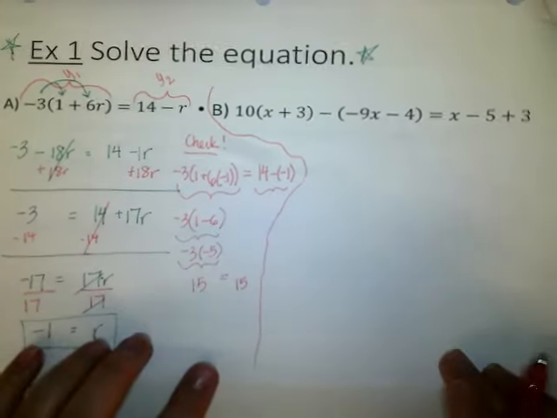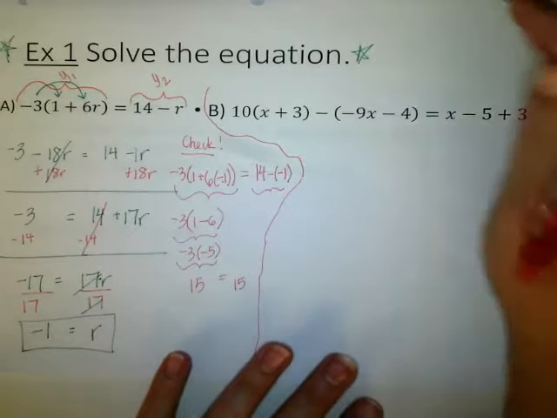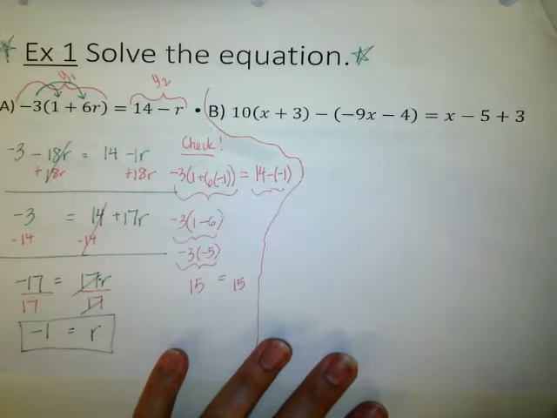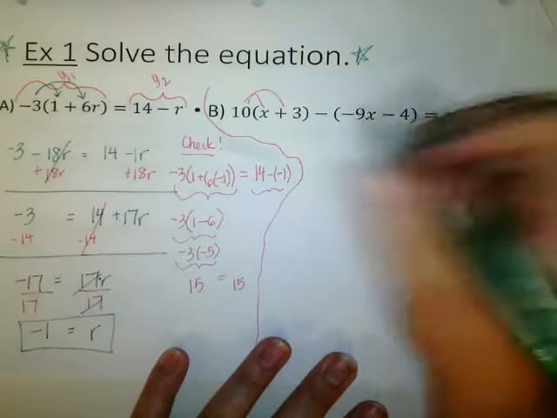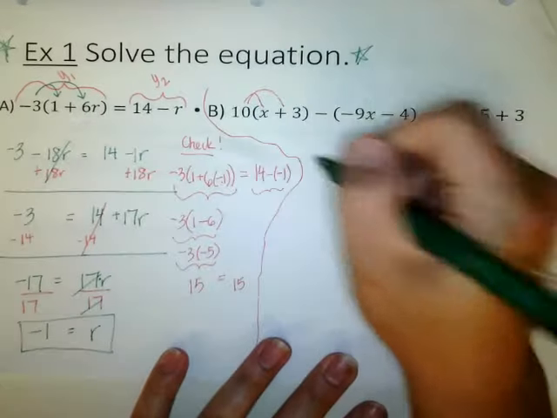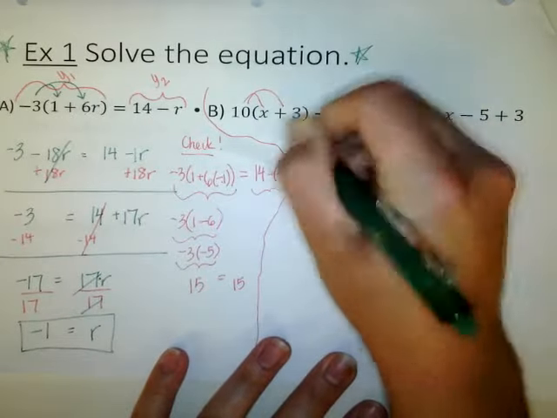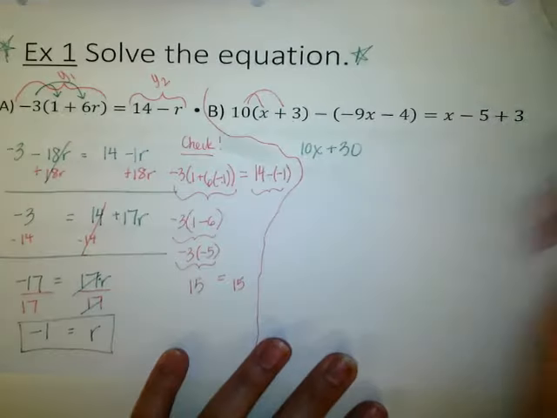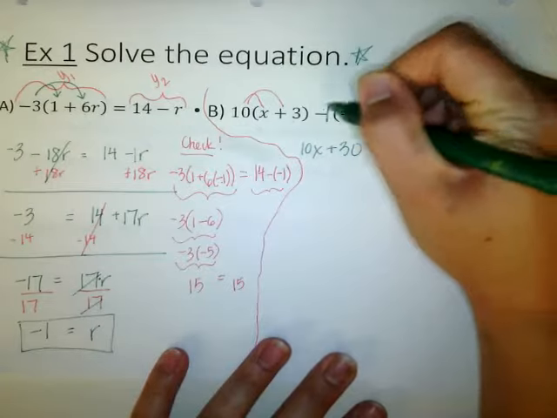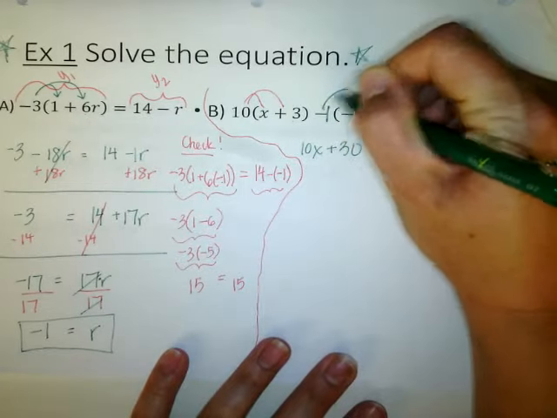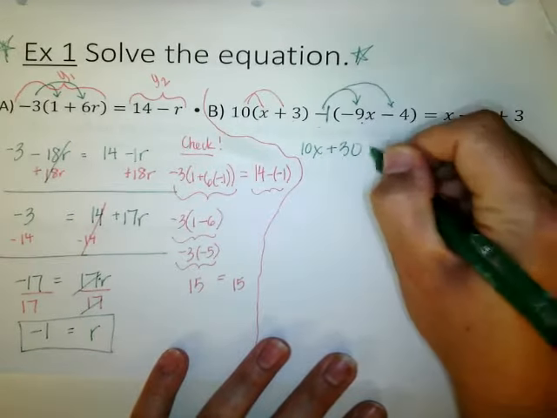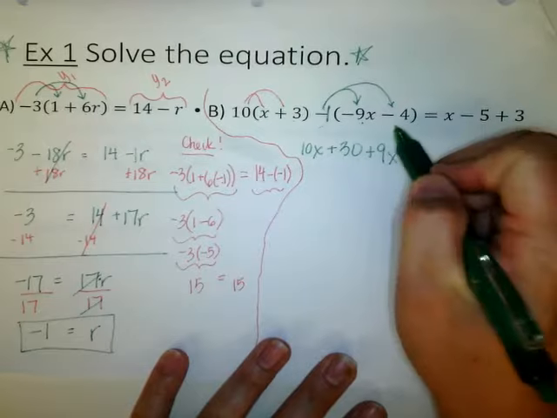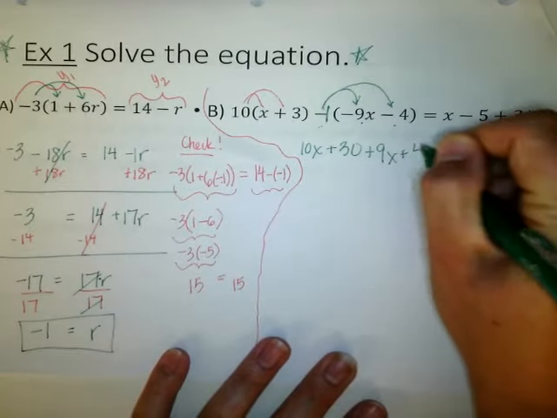Okay, so let's do the slightly harder problem. What do you want to do first? Put it in your calculator. Yeah, okay. All right, so we're going to go ahead and distribute: 10 times x is 10x, and 10 times 3, positive 30. What do we need to do here? -1. Oh, I heard a -1. Very good. And then you distribute that -1. That's a great idea. So -1 times -9x, positive 9x. -1 times -4, positive 4.